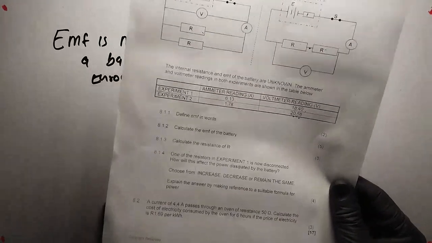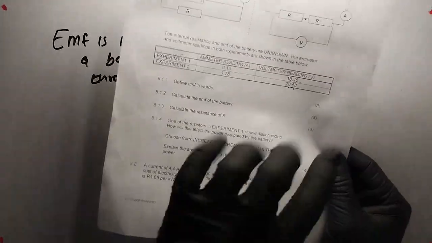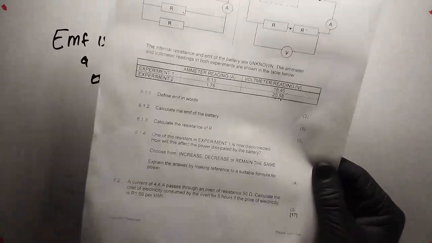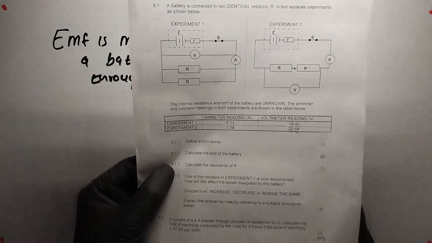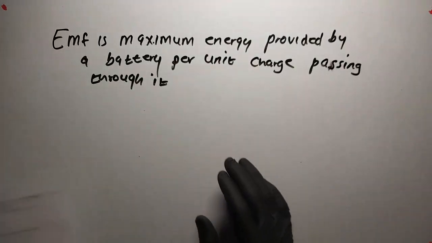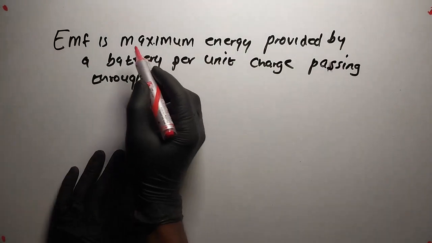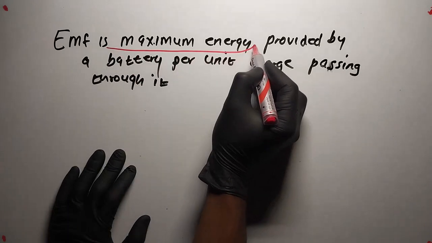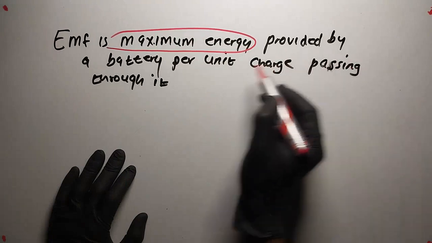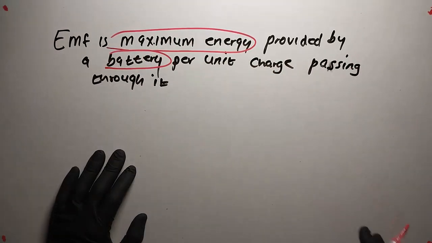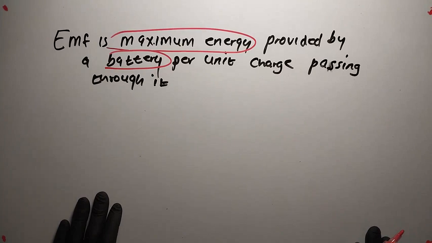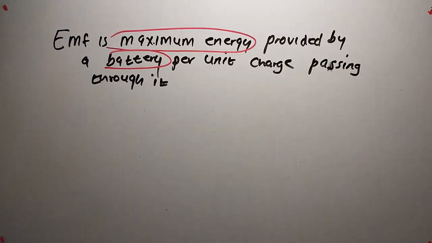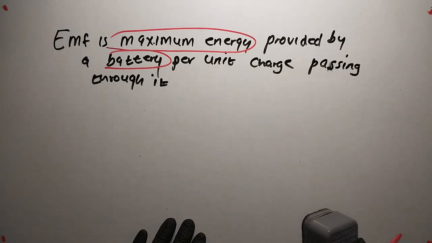Comes the first question, for 2 marks: define the term EMF. So simple. I wrote it down for you. The EMF is the maximum energy provided by a battery per unit charge passing through it. So that is an EMF. If you need to take some notes, please pause the video and write the definition down.